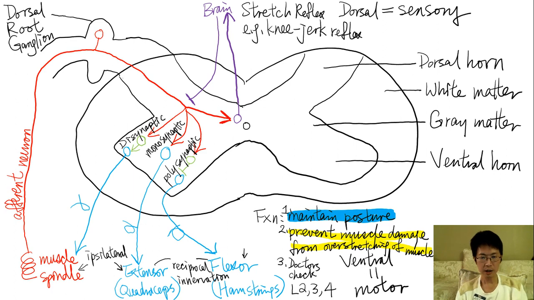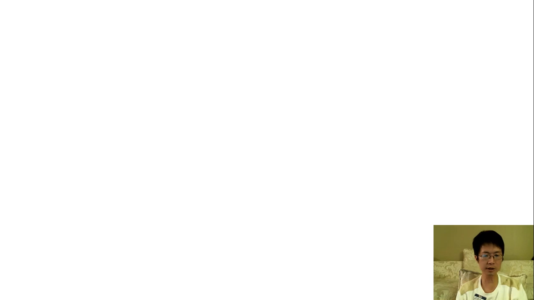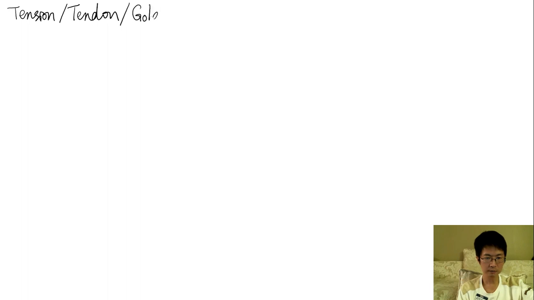Okay, now let's go to the second type. The second type of reflex we will talk about, I mentioned before this. It is called tension reflex. Some textbooks call it tendon reflex. Some textbooks call it Golgi tendon reflex.